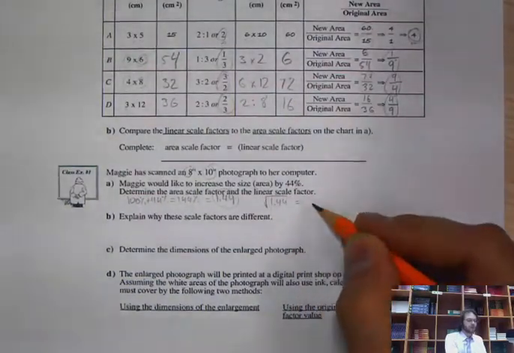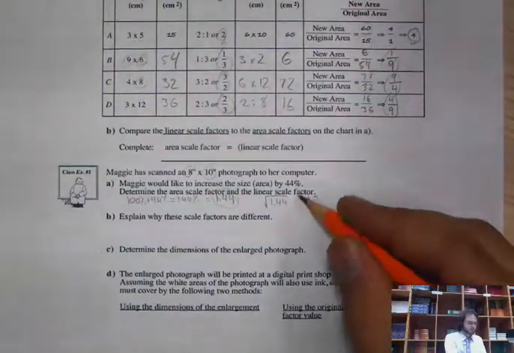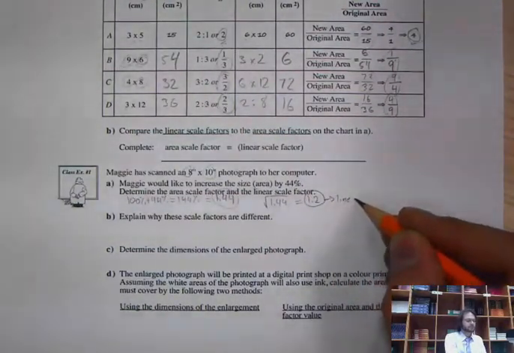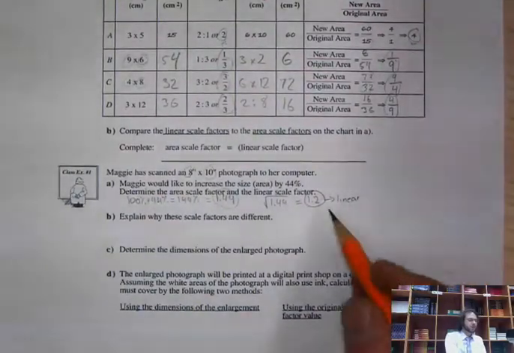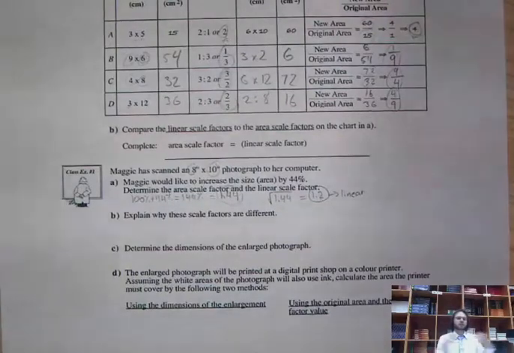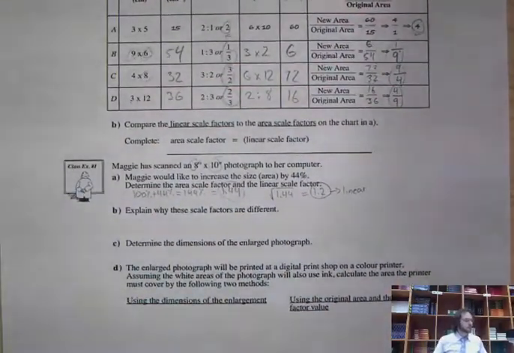Square root that, and I'm going to get 1.2. So that is my linear scale factor. Because if I go 1.2 multiplied by 8 and then 1.2 multiplied by 10, then I multiply those together, I'm multiplying in 1.2 twice, which gives me 1.44, 1.2 times 1.2. Okay? Now let's take a look at the next one.